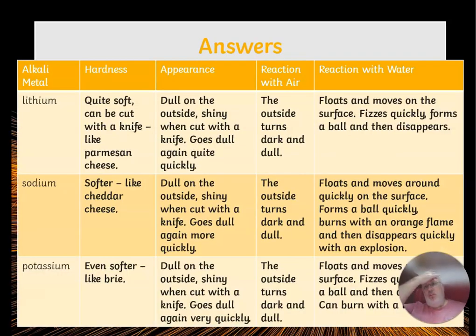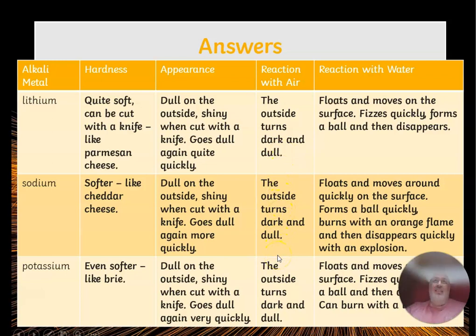So what you should have in your chart is something like the answers here. The bit that wasn't easy to see in the video is how the metal reacted with air. So I'm just going to concentrate on that column there. So we've got the reaction with lithium. The outside turns dark and dull. This is what it says in each case.